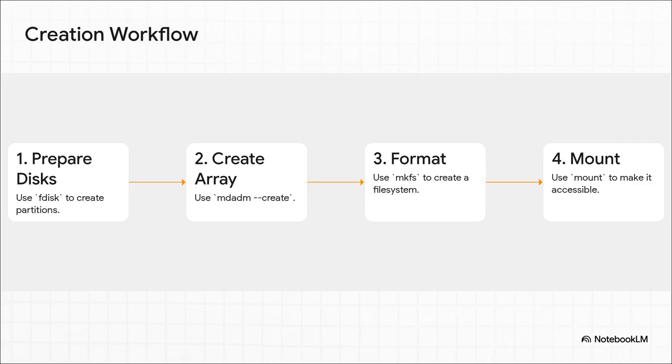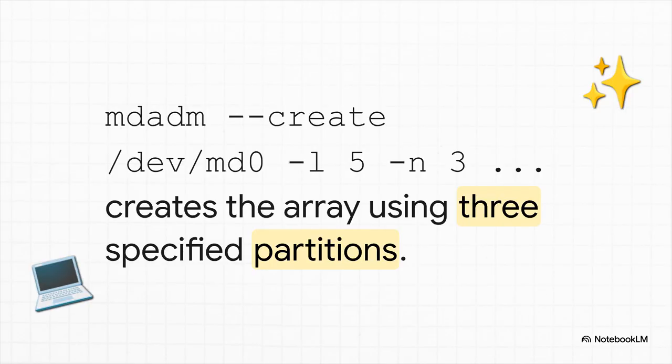And this right here is the magic command. We're telling mdadm to create a new device. We'll call it /dev/md0. We're specifying we want RAID level 5 with that -l5, and that we're using 3 disks with that -n3. Then we just list the partitions we prepared earlier.